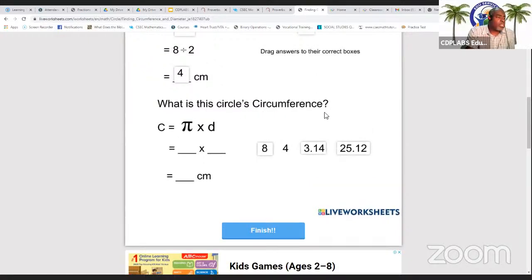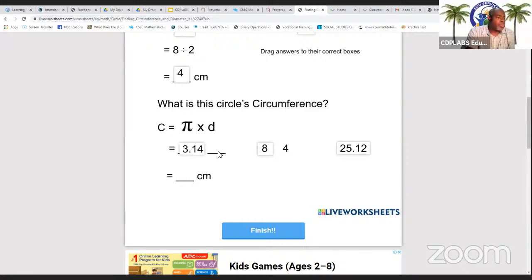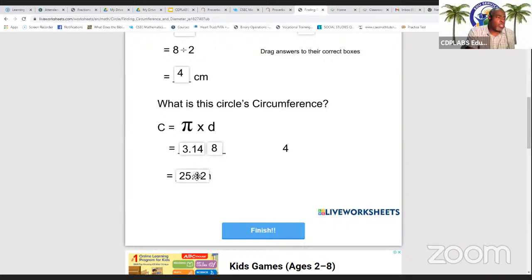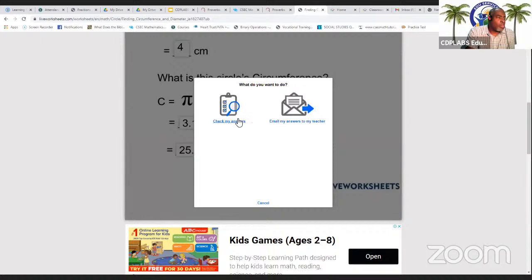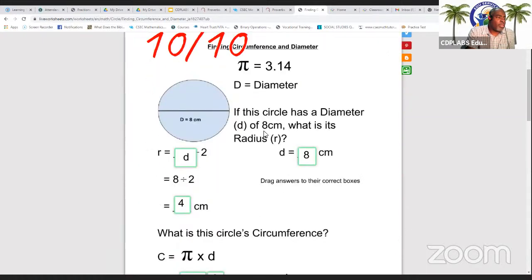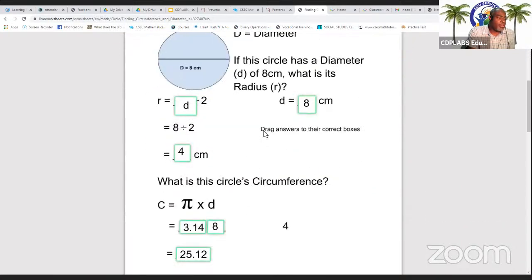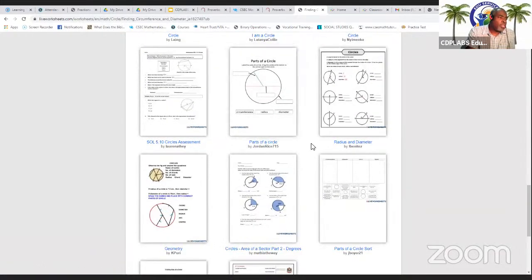They say, what is the circle's circumference? All right. So what should go right here? 3.14. And right here? 8 or the 4? 8 times the diameter. Good. And then this is the answer, right? Okay, good. Again, apply the formula. So we just find circumference and you find area. All right, so now moving on to the next.